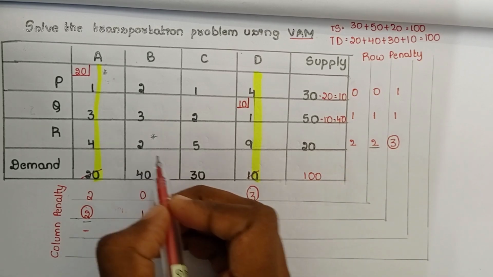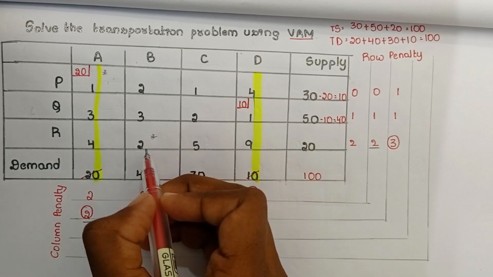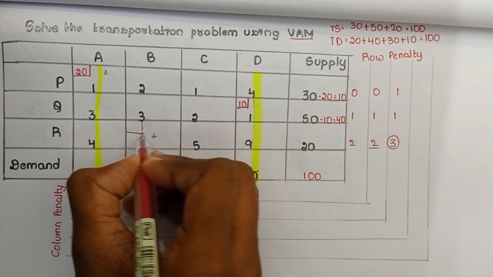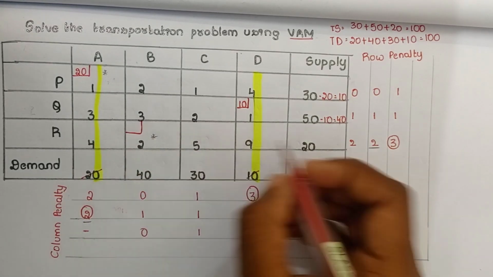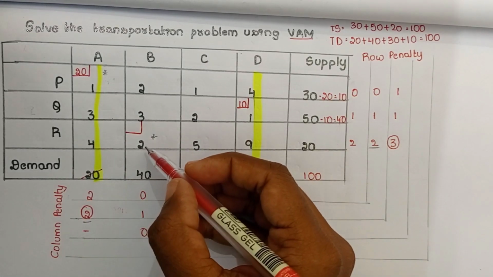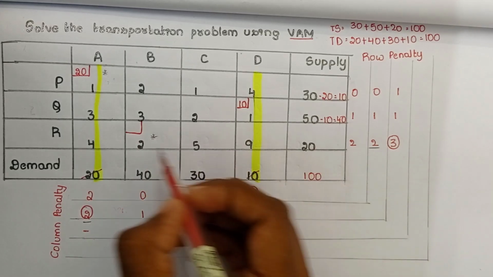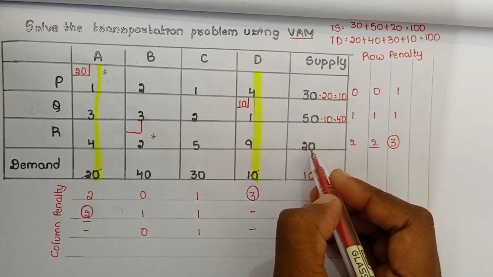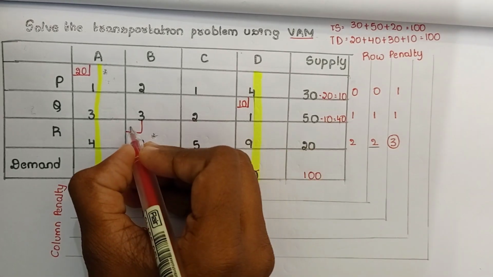The values remaining in this row are 2 and 5. Among these, the least value is 2, so I will select this cell for allocation. As I have selected this cell, we have to see the demand and supply. The corresponding demand to the 2 is 40 and the corresponding supply to this cell is 20. Among 40 and 20, the least value is 20, so I will allocate 20 in this cell.